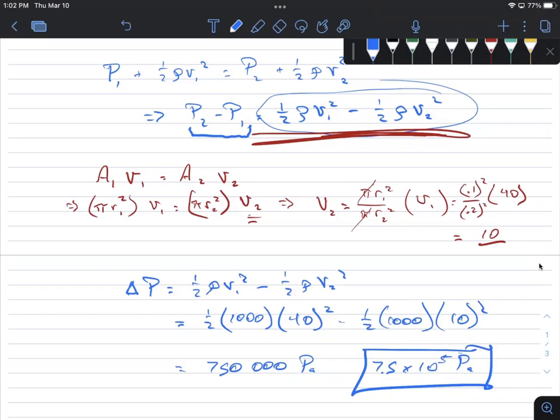Okay, so that's the difference between positive and negative answers here. We're talking about how does the pressure change? It can either go up or it could go down. In this case, the pressure went up because the pipe expanded and thus the velocity went down. And so I got a positive answer.